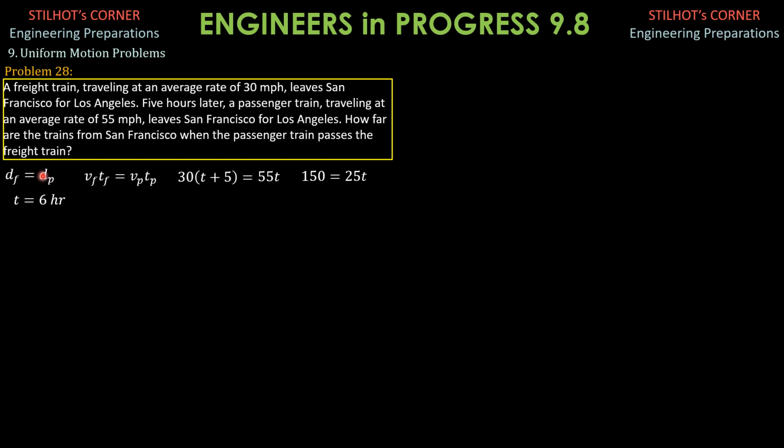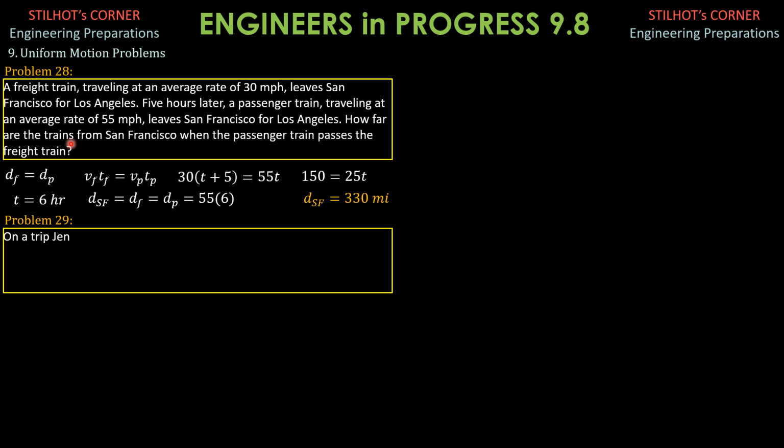Since the question is how far the trains are from San Francisco when the passenger train passes the freight train, it is equal to the speed of the passenger train, 55, times 6, because this is the travel time for the passenger train. But it is the same distance as that of the freight train, because the freight train is about to be overtaken. So 55 times 6 is equal to 330 miles.